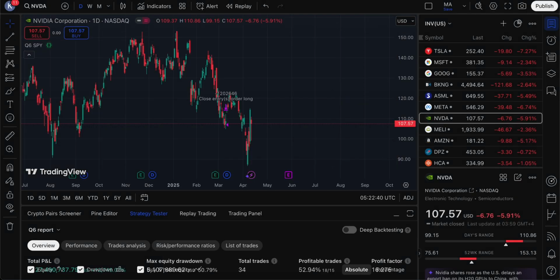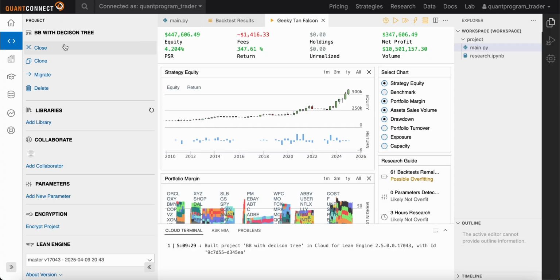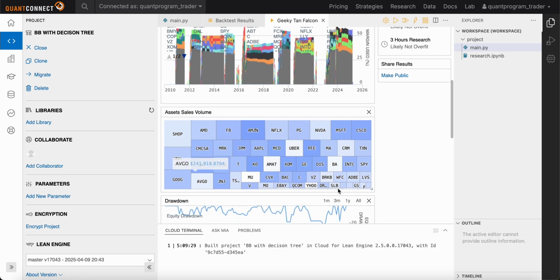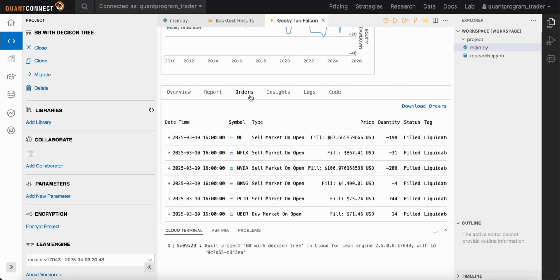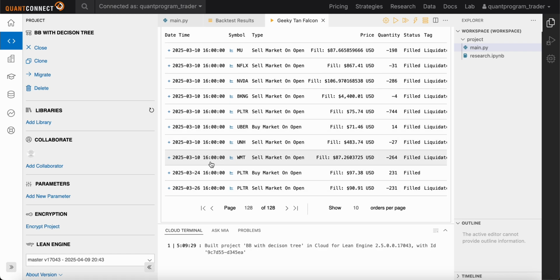So this is one of the static models. Now, on the other hand, you can look into volatility-based models or the AI or ML models based on different input features, and that is there in our decision tree strategy as well. The decision tree strategy basically trades a plethora of stocks, and if you go into the order section, it started shutting down on the 26th, 24th, 10th, early days of March. Some of them on the 10th of March, and then some of them on the 24th and 26th as well. After the 10th of March, I only entered one trade, and that was in PLTR. I was basically trying to test out different things.